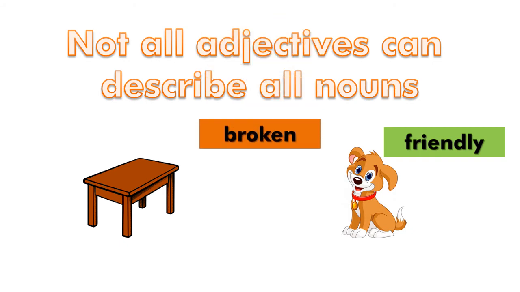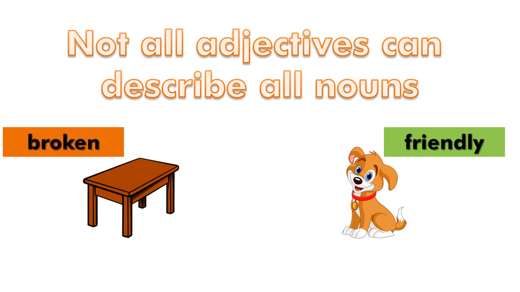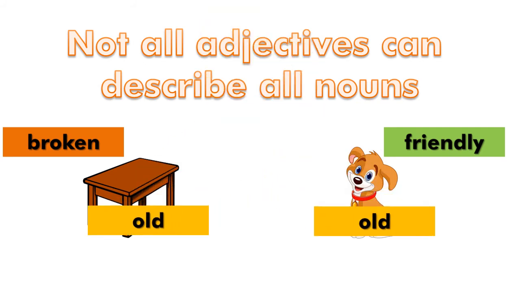Another example is the word broken. I can't describe the dog as broken, but I can describe a table as being broken. Another word is the word old. Now this one is applicable to both nouns.